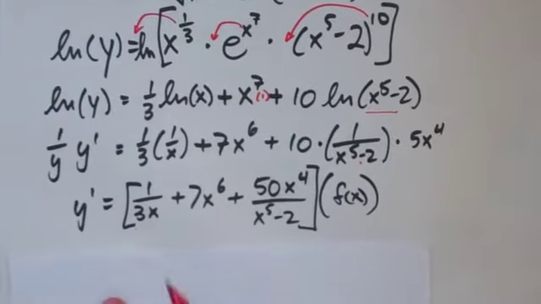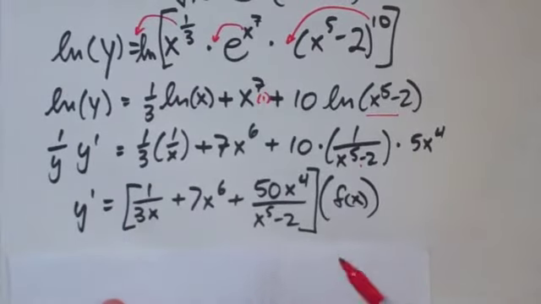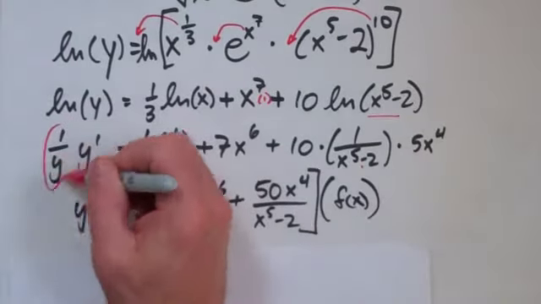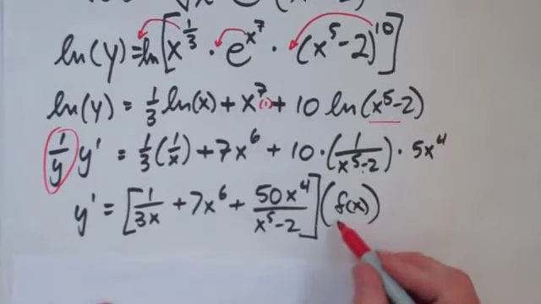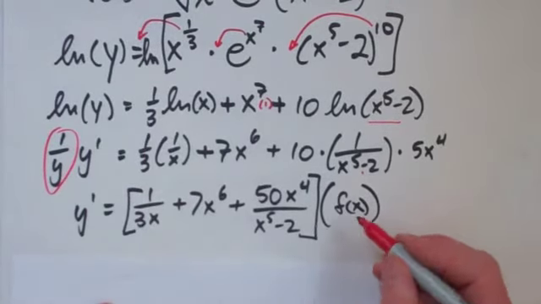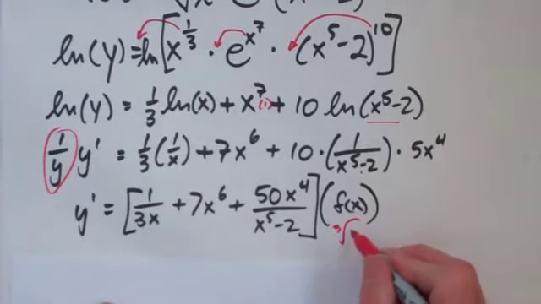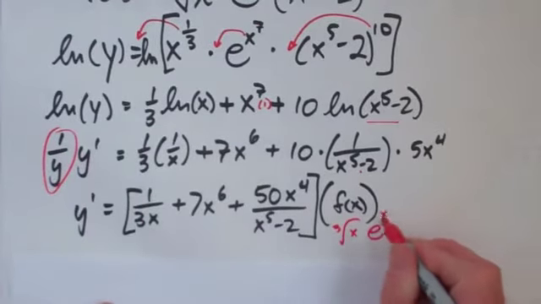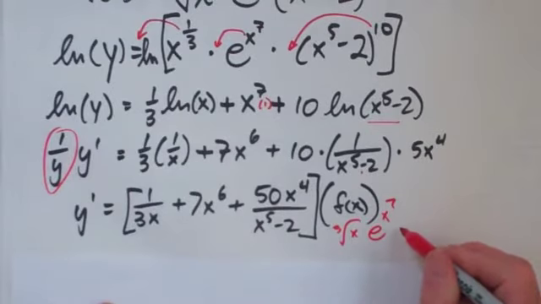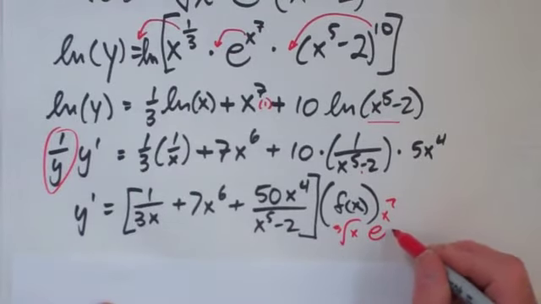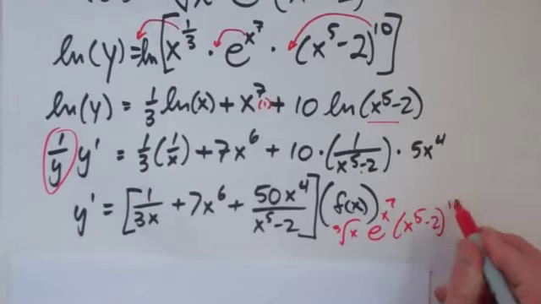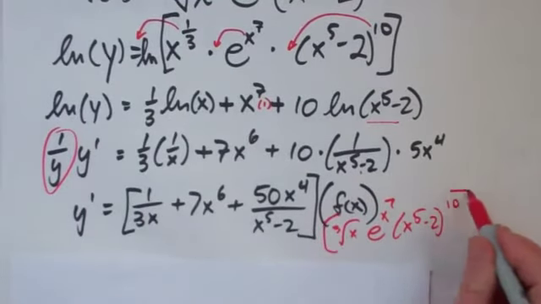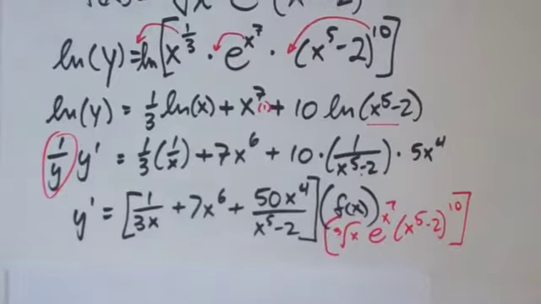Nice little problem here. And you can write it like this. And then it's going to be times... To get rid of that 1 over y, we multiply both sides by y, or you can just write f of x. If you want to recopy the whole thing, it's going to be the 3rd root of x, e x to the 7, and then times x to the 5th minus 2 to the 10th. So you could write that all down also, but not necessary to waste that time.